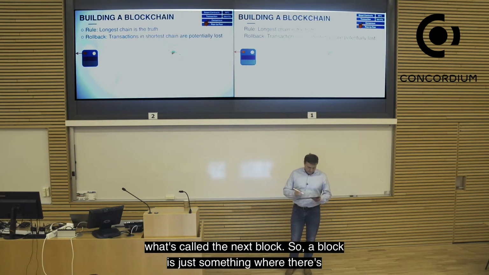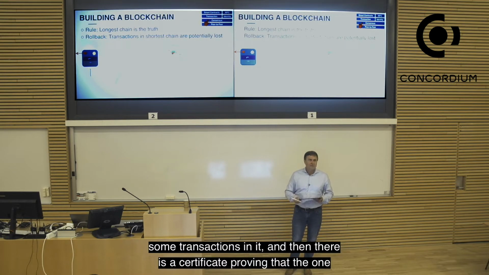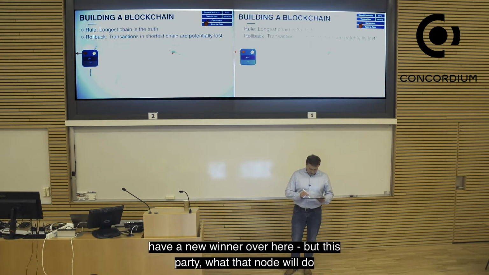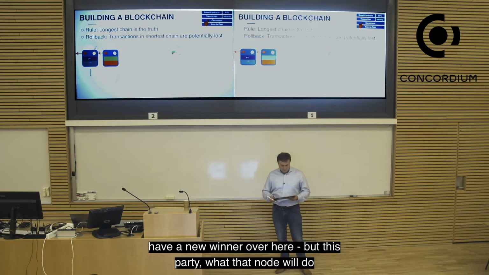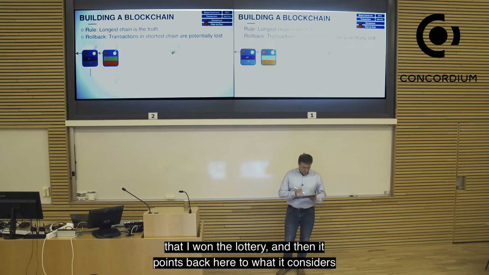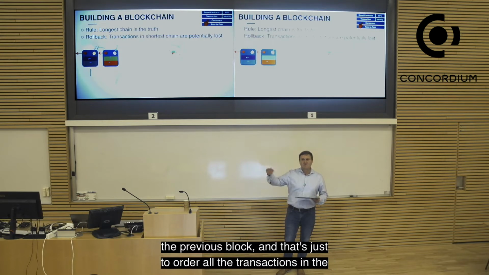A block is just something where there are some transactions in it, and then there is a certificate proving that the one that built the block actually had the right to build it. So when we have a new winner over here, what that node will do is send out a new block saying: here's my proof that I won the lottery. And then it points back to what it considers the previous block.